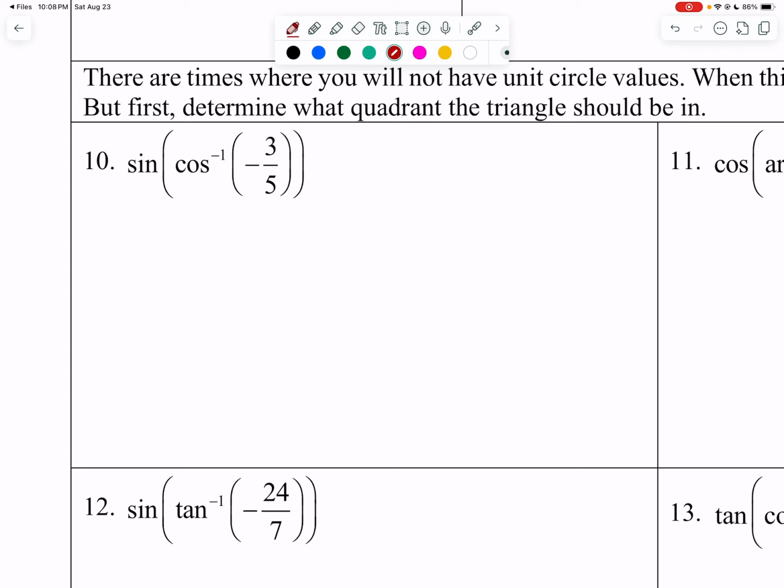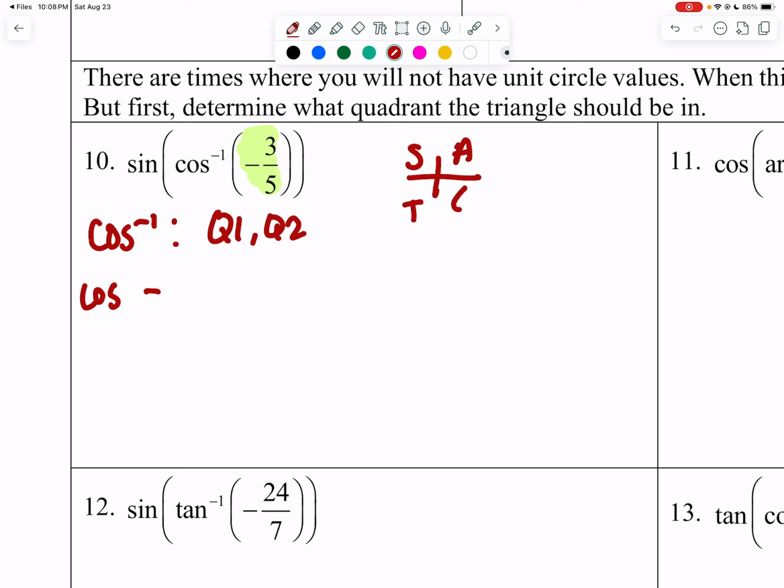The first thing that I'm going to do is think about where inverse cosine is. So in this case, inverse cosine is either in quadrant 1 or 2. And then I'm also going to think about when cosine is negative, because that's what we also want, because this is negative right here. So cosine is negative in quadrants 2 and 3. So in this case, we know that our triangle needs to be made in quadrant 2.